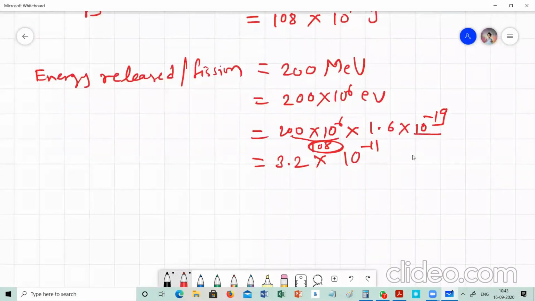Okay, so we have energy released per fission in joules.